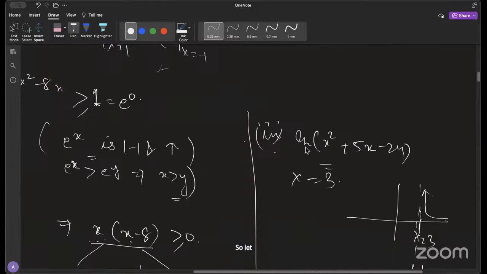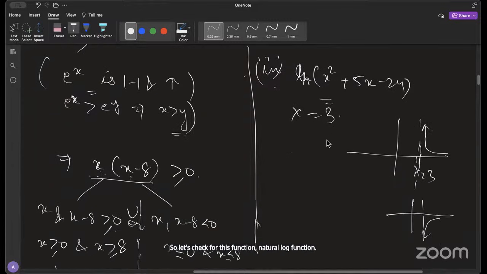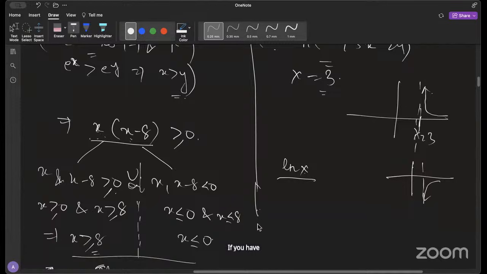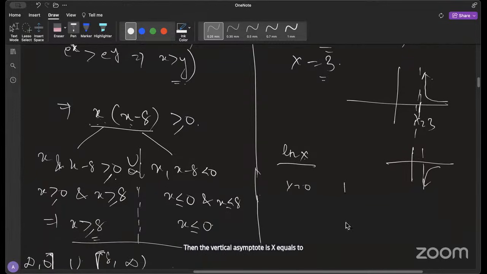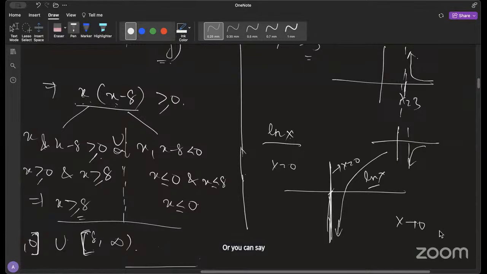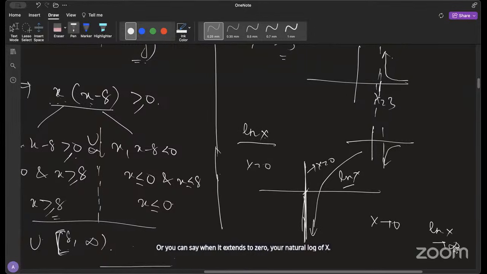So let's check for this function, natural log function, for x equals 3. If you have natural log of x, let's consider natural log of x first. If you have natural log of x, then the vertical asymptote is x equals 0, right? The graph looks like this. And this x equals 0 line is a vertical asymptote for natural log of x, right? Or you can say when your x tends to 0, your natural log of x tends to minus infinity. The same we do here.